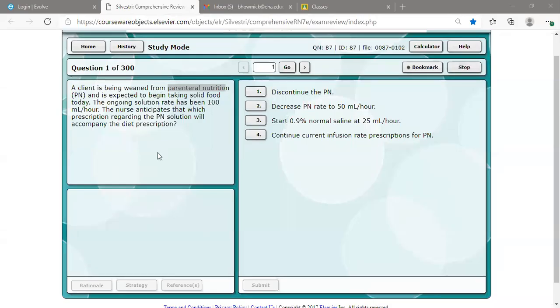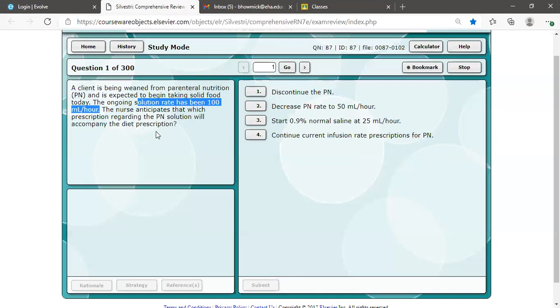So this is the first question about critical care. A client is being weaned from parenteral nutrition and is also expected to begin taking solid food. The ongoing solution flow rate has been 100 ml per hour. The nurse anticipates which prescription regarding the parenteral nutrition solution will accompany the diet prescription.